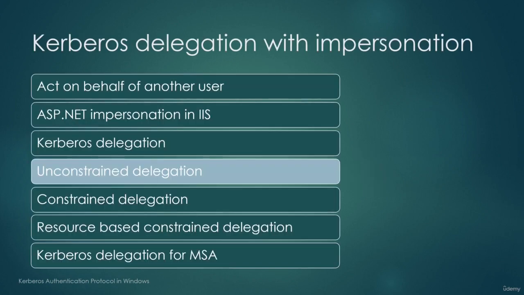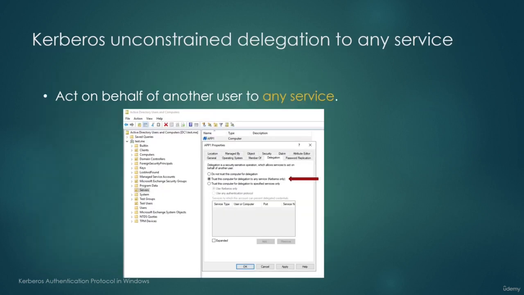There are 3 types of Kerberos delegation: unconstrained, constrained, and resource-based constrained delegation. Unconstrained delegation enforces Kerberos authentication end-to-end, but it allows the configured service account to access any resource on the network on behalf of another user.